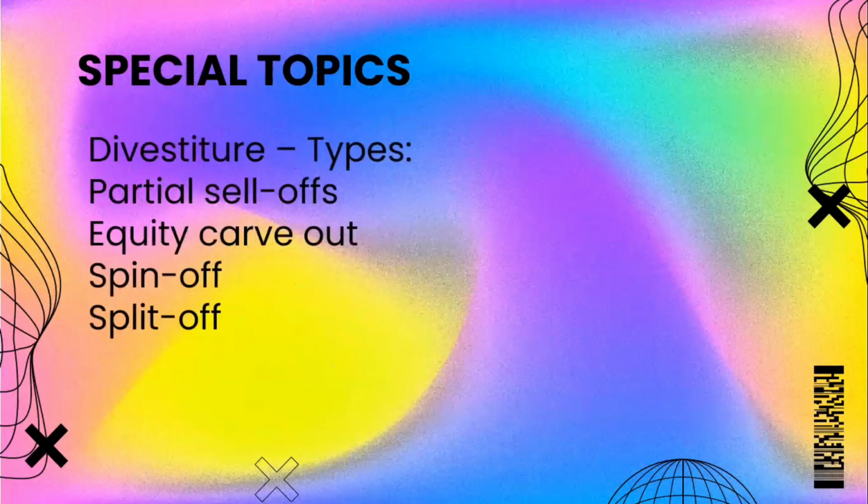So what are the different types of divestiture? First, we have the partial sell-offs. The divesting company only sells a portion of the business. This is what we were talking about earlier between Pfizer and Glaxo. Actually, Pfizer did not sell the whole company. It's just a segment.